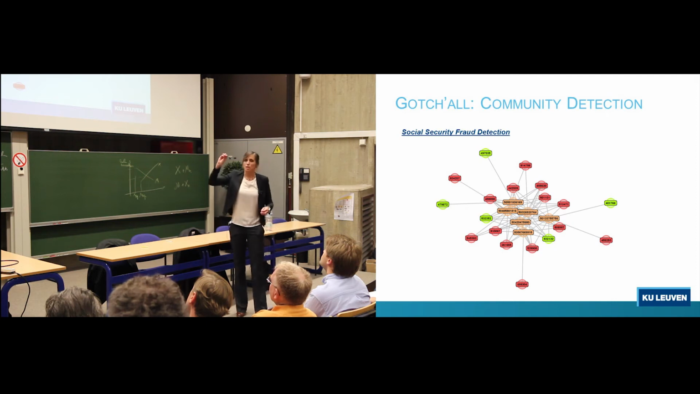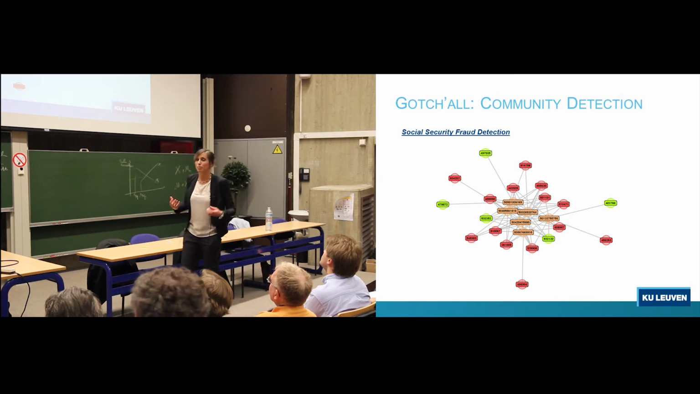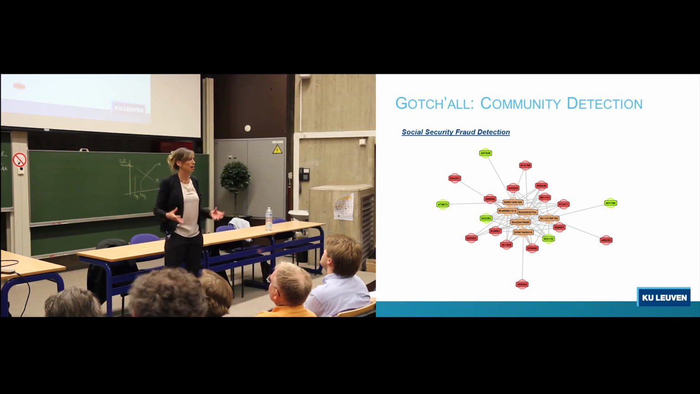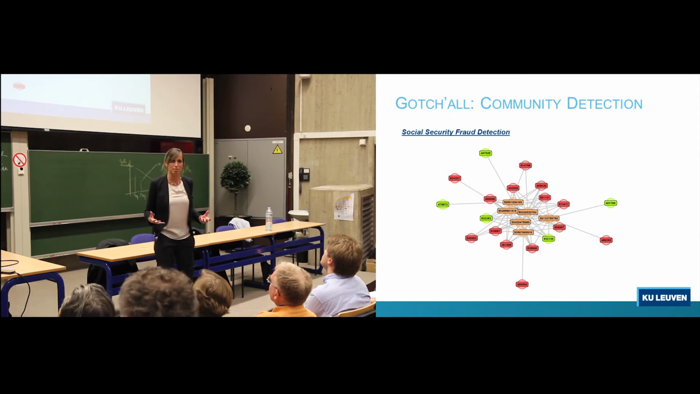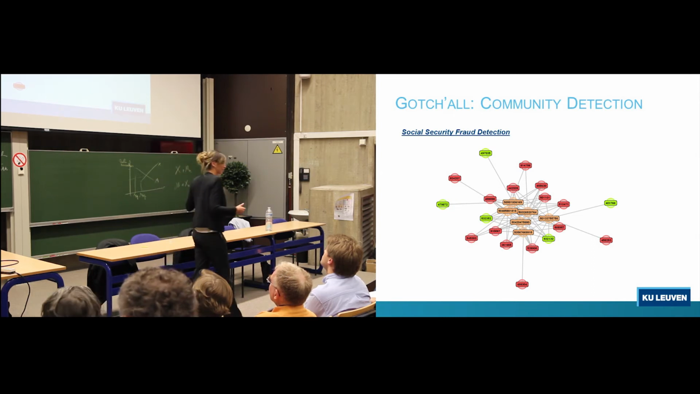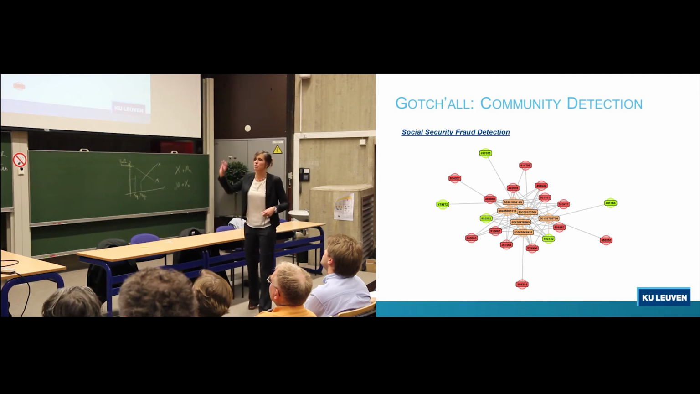Now these resources move from one company to another. And like Bart explained, they always move from one company to another because the company filed for bankruptcy. They're not able to work at that company anymore. Now this is a spider construction that is already detected by the experts of Social Security.